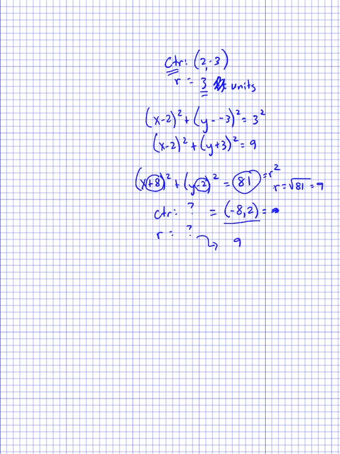Okay, let's try a few more problems. Let's see here. What if they said graph this: x minus 3 squared plus y plus 5 squared equals 36. When we graph, the first thing to find is the center. So number 1, find the center. And number 2, find the radius. And then we can go from there. So the key is to find the center.